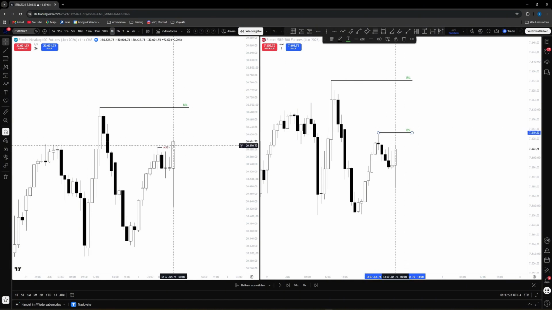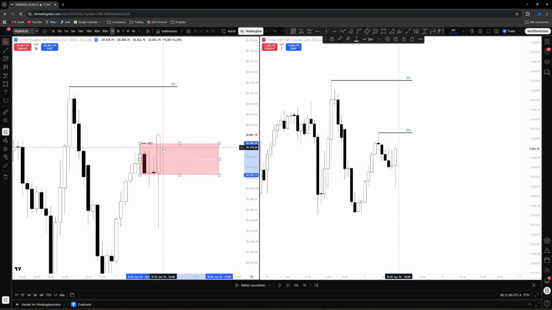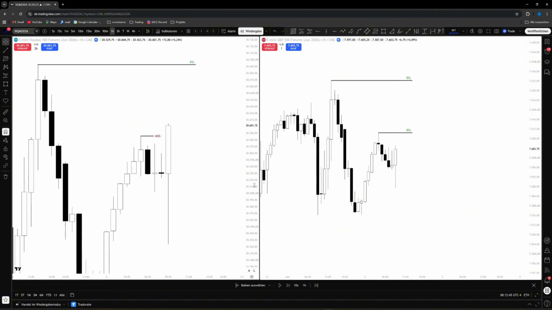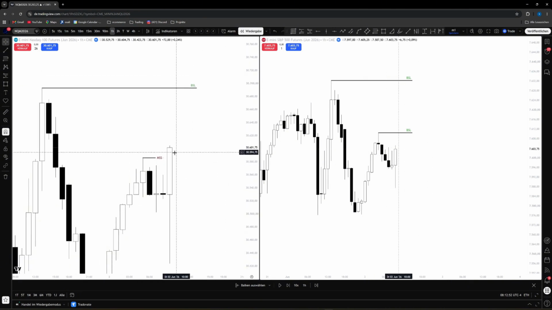For me, the SMT is not confirmed here. For me, this is not an SMT because the NQ simply pushes above. That's why we can now also expect a retest of the mitigation block here, that we go higher, and you can see it now. And that's why we now assume that the 10 o'clock candle will do the retest here, so we can look for a long.